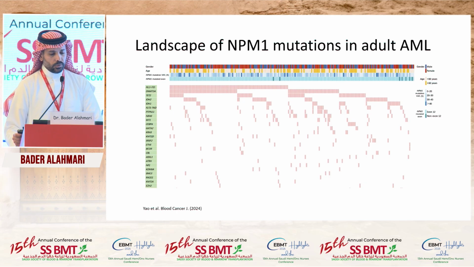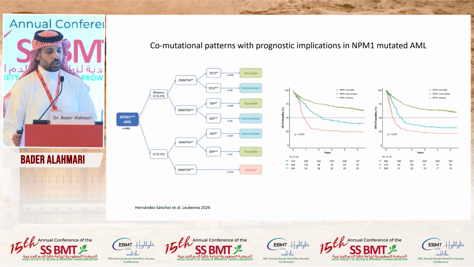So what's the difference there? Because we can still have different outcomes depending on the co-mutation. We know that NPM1 without FLT3 is considered favorable risk regardless of the other genes, but if there is NPM1 and FLT3-ITD, it's considered intermediate risk according to the ELN criteria. However, this has been challenged based on recent data from Harmony.